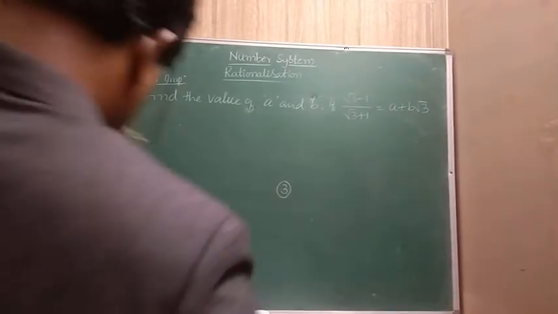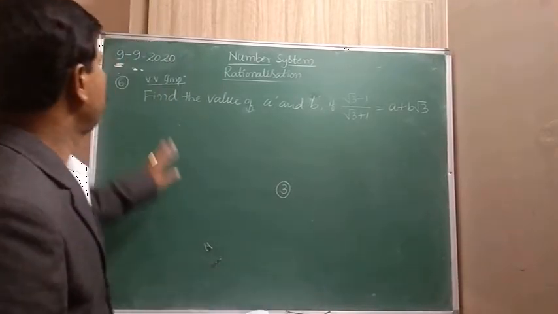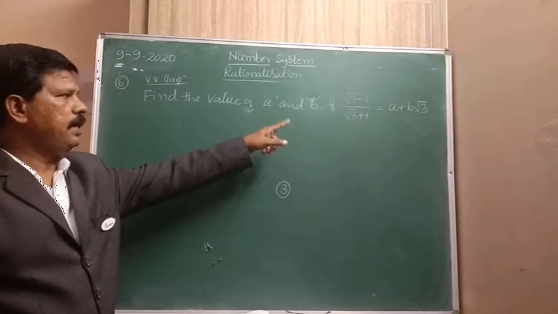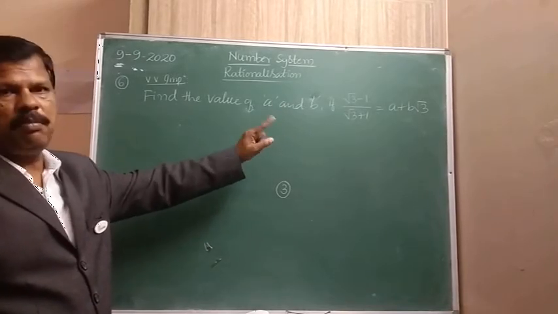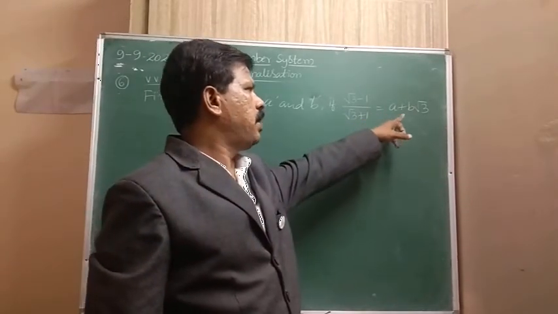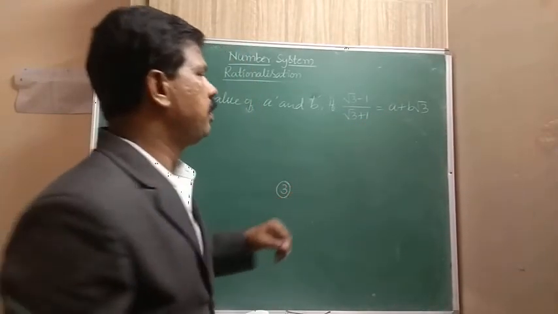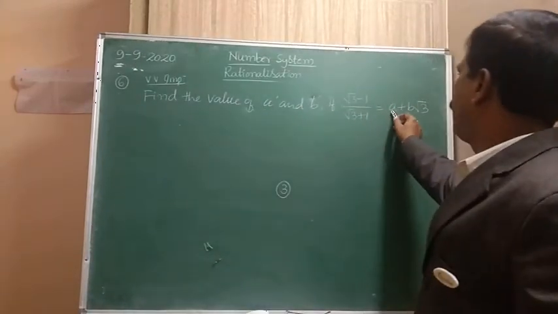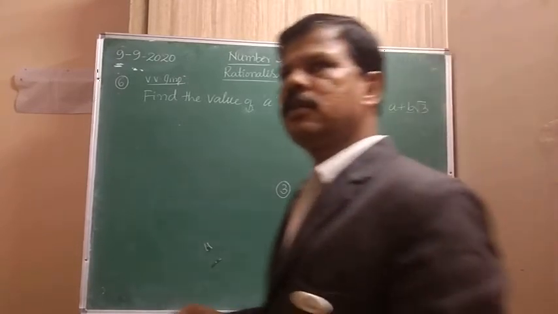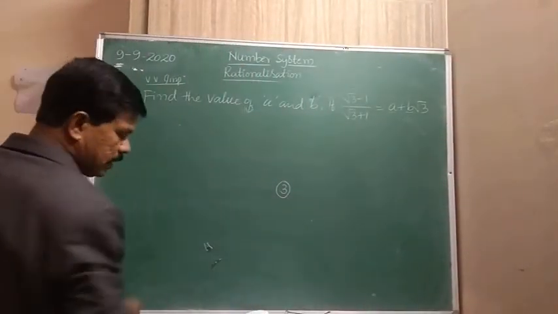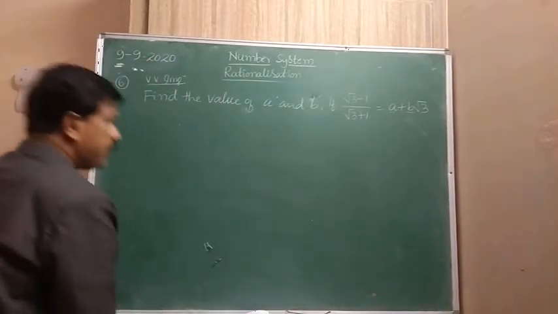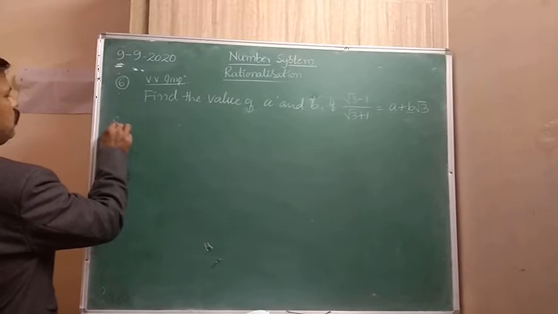Now look at this. This is a very important one. Find the value of a and b if root 3 minus 1 by root 3 plus 1 is equal to a plus b root 3. Here we have to find the a value and b value. For this, first what you can do is rationalize the denominator. Now the solution.